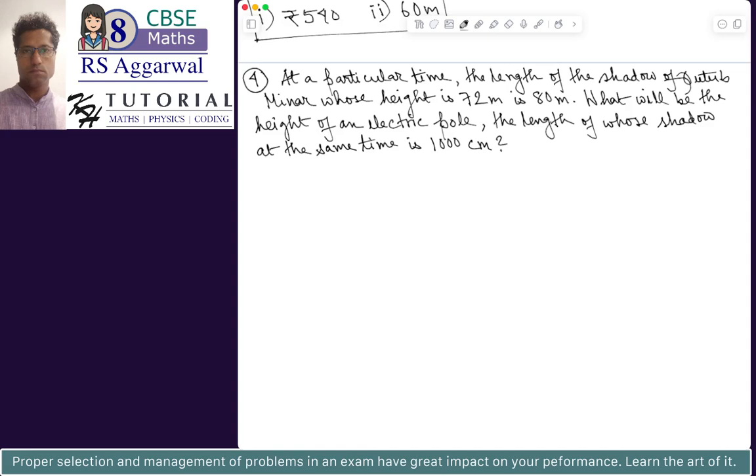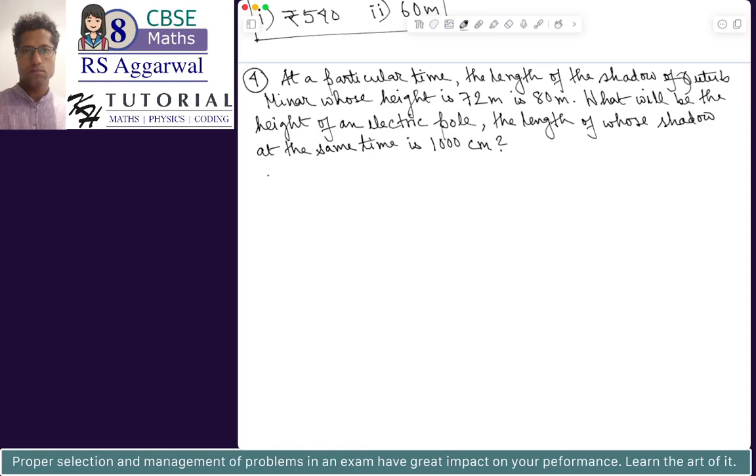So it is given that at a particular time, the length of the shadow of Qutub Minar, whose height is 72 meter, is 80 meter. What will be the height of an electric pole, the length of whose shadow at the same time is 1000 centimeter?